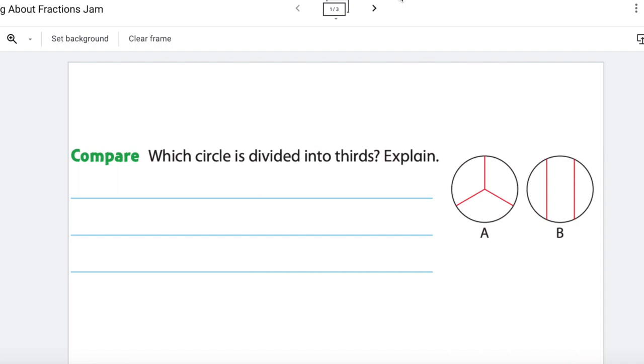In today's JAM, you're going to be explaining your thinking, so you'll need to use the sticky note or the text box tool and put some words on there. Your first thinking question is, which circle is divided into thirds? Circle A or circle B? Make sure to explain your thinking.